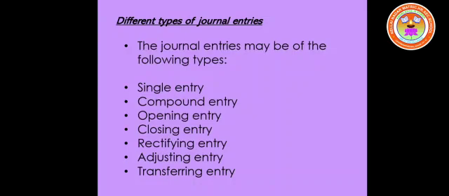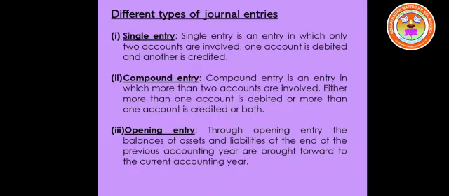First one, single entry. Single entry is an entry in which only two accounts are involved. One account is debited and another is credited. Compound entry. Compound entry is an entry in which more than two accounts are involved. Either more than one account is debited or more than one account is credited, or both.